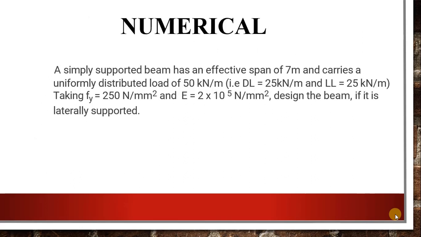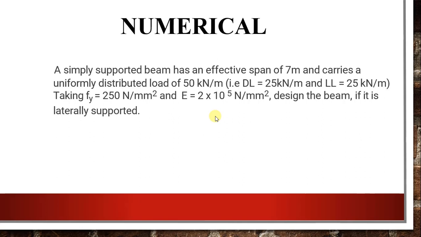A simply supported beam has an effective span of 7 meter, carries a uniformly distributed load of 50 kilonewton per meter, that is dead load is 25 kilonewton per meter and live load is 25 kilonewton per meter. So, overall 50 kilonewton per meter is the load acting over the beam. Taking Fy as 250 Newton per mm square. Modulus of elasticity of steel is 2 into 10 to the power 5 Newton per mm square. This is the standard value of E, that is modulus of elasticity of steel. You have to design the beam if it is laterally supported.